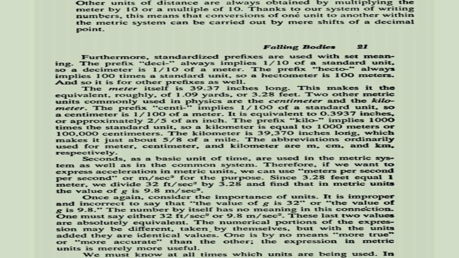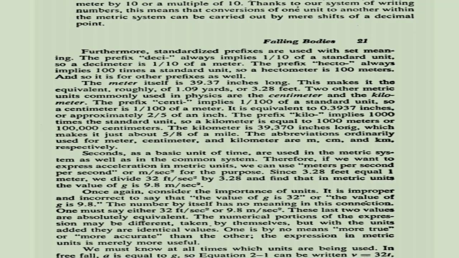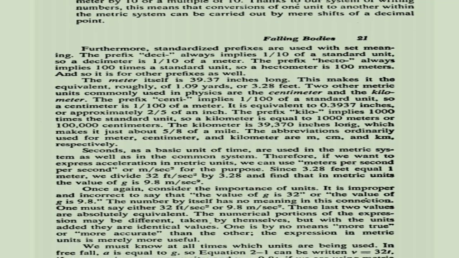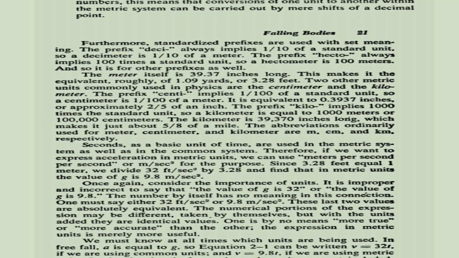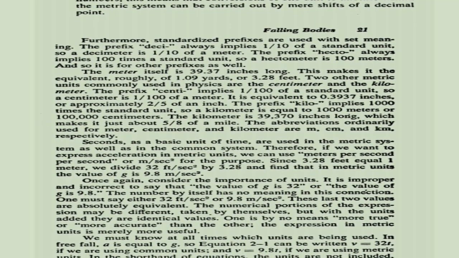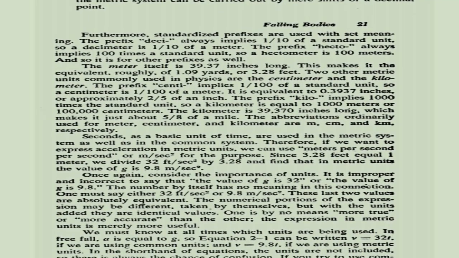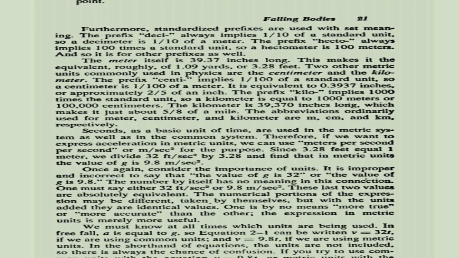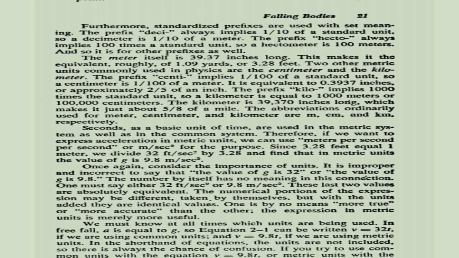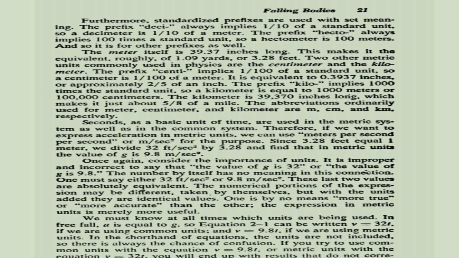Once again, consider the importance of units. It is improper and incorrect to say that the value of g is 32, or the value of g is 9.8. The number by itself has no meaning in this connection. One must say either 32 feet per second squared or 9.8 meters per second squared. These last two values are absolutely equivalent.